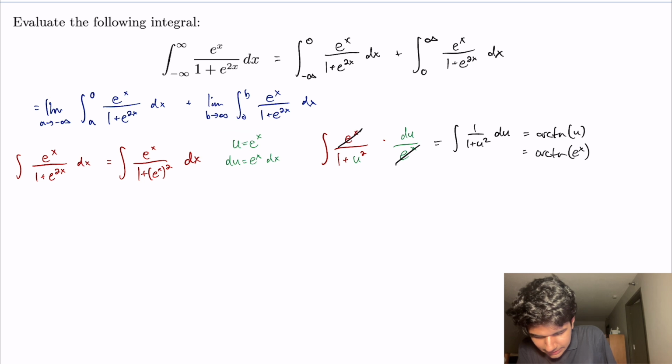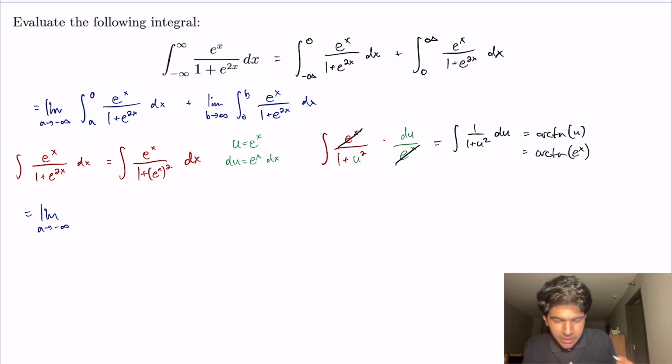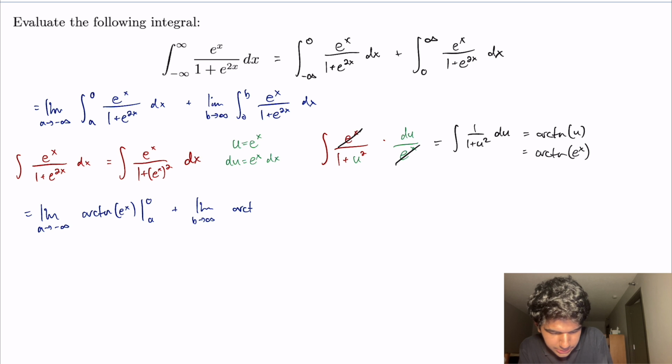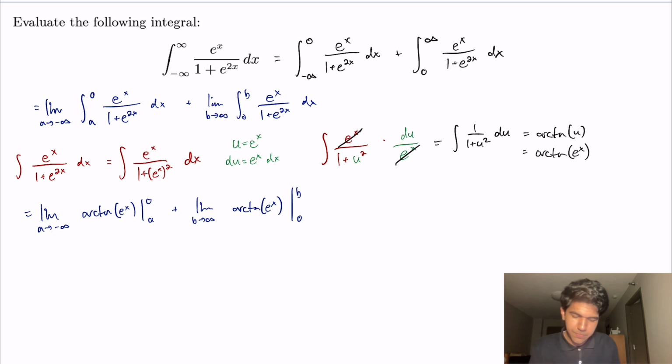And we can rewrite this as the limit as a approaches negative infinity of, well, now we've solved this integral. So this is going to be arctangent of e to the x evaluated from 0 down to a, plus the limit as b approaches infinity of the arctangent of e to the x evaluated from b down to 0. Okay, so let's apply the fundamental theorem of calculus to this.